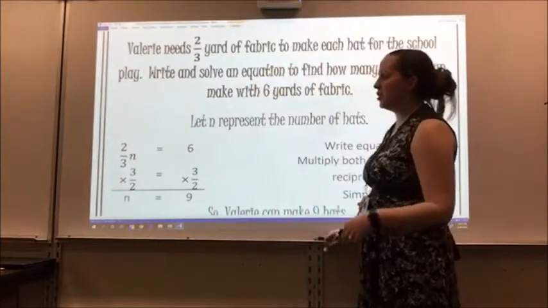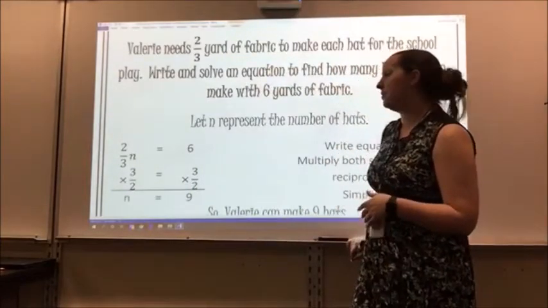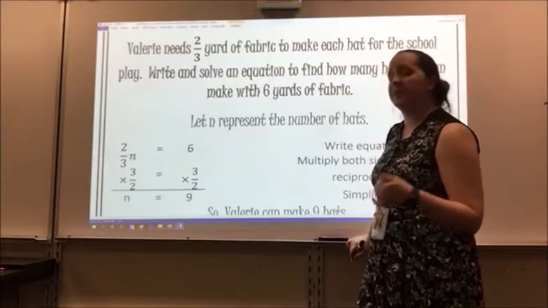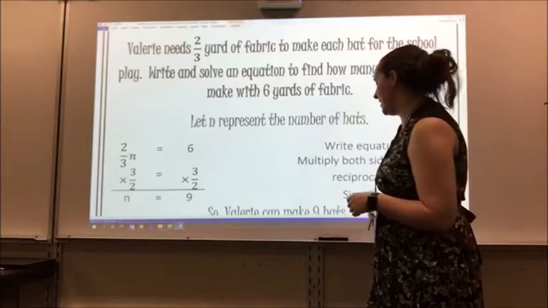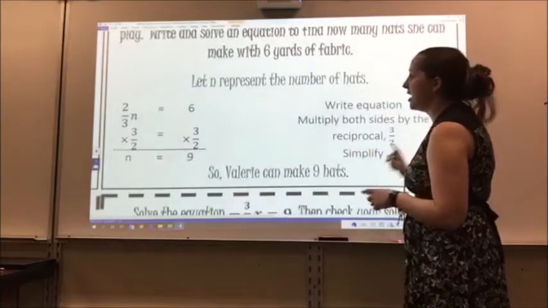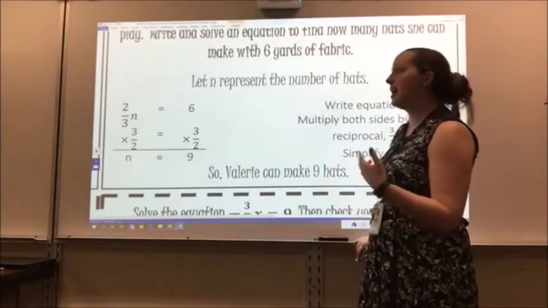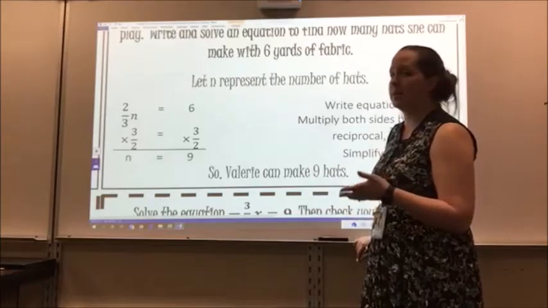So again, I need to multiply by the reciprocal. So 2/3 times 3/2 gives me n by itself. 6 times 3/2 is 9, so she can make 9 hats. Again, you can double check by substituting 9 back in. 9 times 2 is 18, divided by 3 does give you 6.